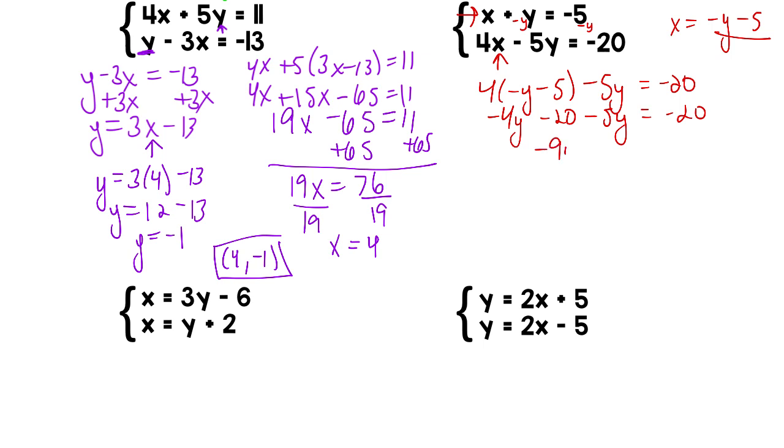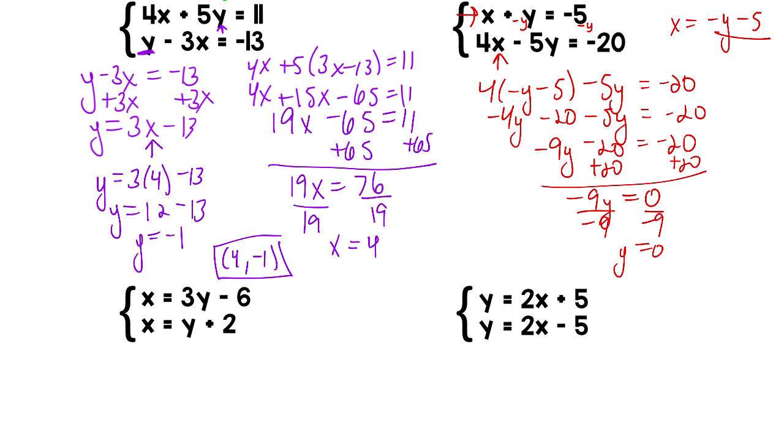Combine like terms. Negative 9y minus 20 is negative 20. Add that 20 to each side. Negative 9y equals 0. Don't stop here and say that this equation is not solvable. Divide the negative 9 on both sides. 0 divided by anything is 0, so that means y is 0. We plug that y is 0 into this first equation. We get x is 0 minus 5, which means x is negative 5. So our solution is negative 5, 0.